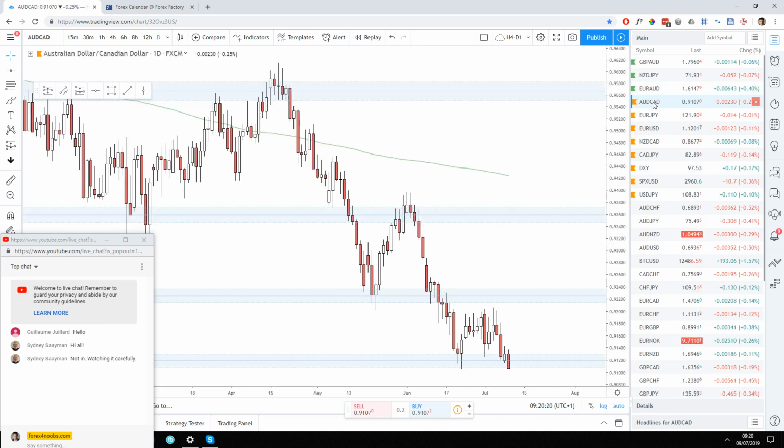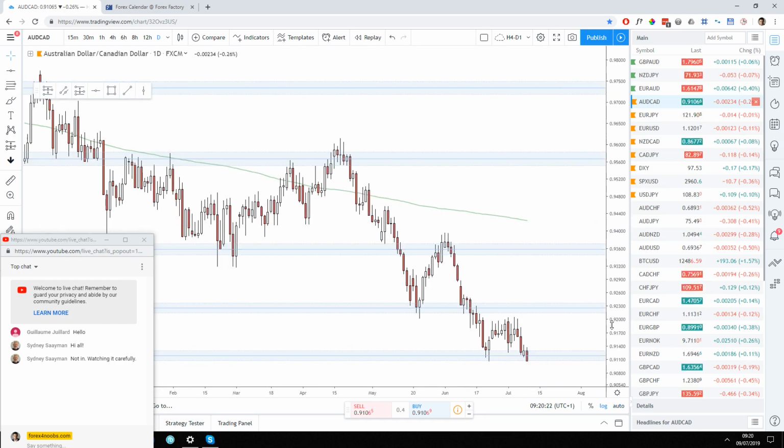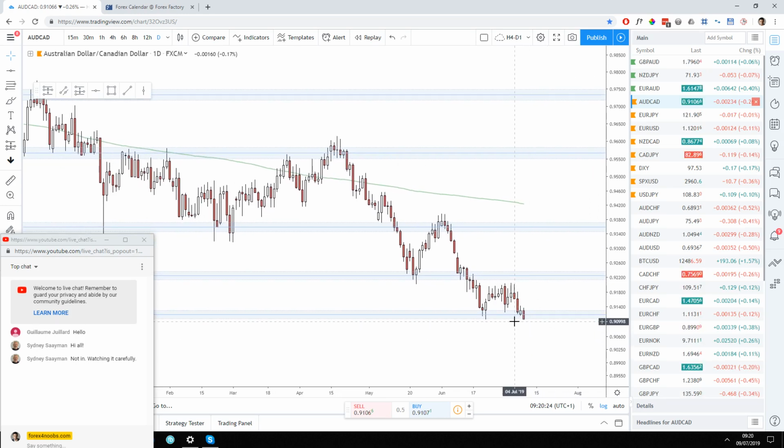As for the potentials, we have AUDCAD on top of a support area. Looks like it's going to break that support area, but if it doesn't, if it stalls here, there's potential for a long trade. But also, it looks like there could be a bit of a short continuation here. If it breaks through and then pulls back, I'll be looking for a short continuation.